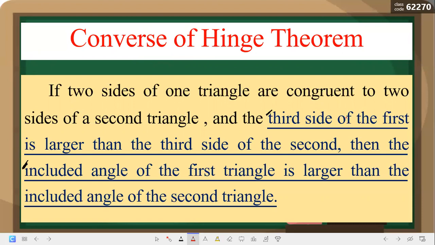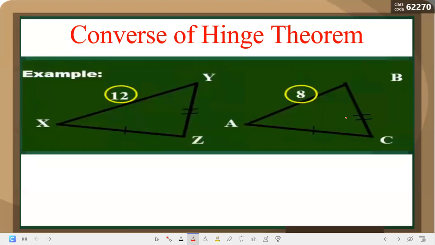So it is the opposite. The given here are sides. If we look, the given here is the third side, which is 12. This side is 8. So we're going to compare the two sides: line segment XY compared to line segment AB. Obviously, since XY is 12 and AB is 8, XY is greater than AB.